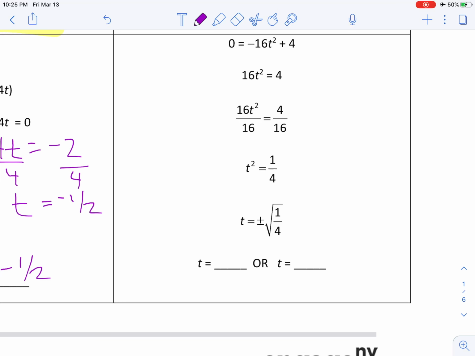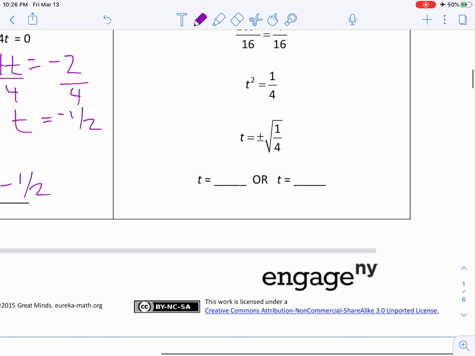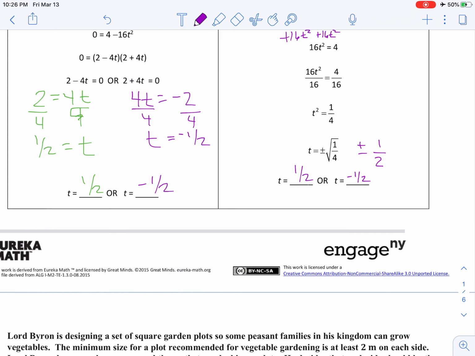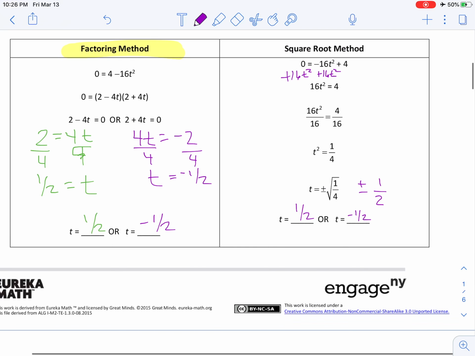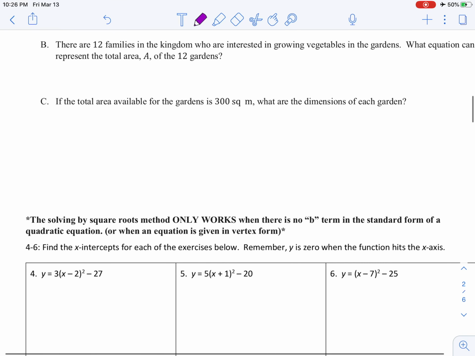Then we have the square root method. We set it equal to 0. All they did was add 16t squared to both sides of the equal sign. Then they divided both sides by the 16, got 1/4, take the square root. Well, boys and girls, what's the square root of 1? 1. What's the square root of 4? 2. That's the same as saying 1/2 and negative 1/2. Did we get the same answers? Yes. Which one did you like better? You have to decide that.